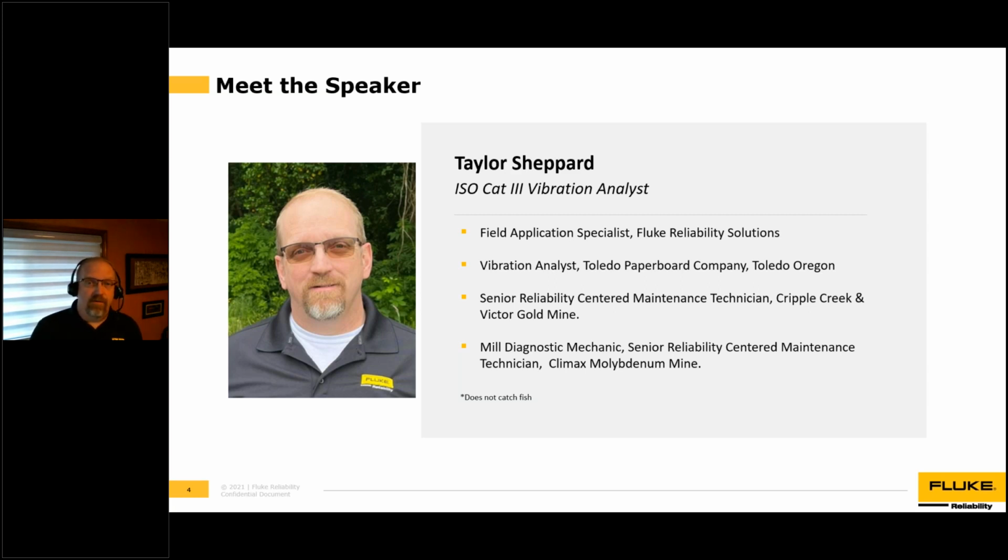The Cripple Creek and Victor was kind of end of life with their mill. So 2021, we moved to the Oregon coast. There, I got a job working in a paper mill, working as a reliability-centered maintenance tech. Working in paper mills isn't fun. So in 2022, when Fluke come a-courtin', I took their position as a field application specialist, and here we are today.